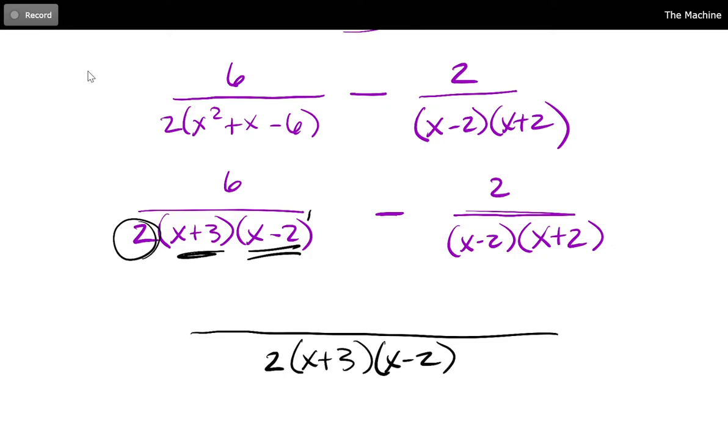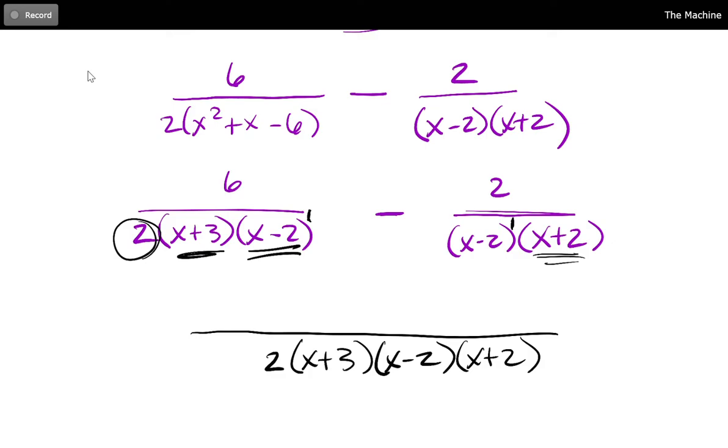If the degree here is 1 on the left and the degree there on the right is 1 on the right, I only need one of them. I don't need both of them. And then, is there anything that I haven't covered yet? Yes, it's this one right here. So we need an x plus 2. Okay, whatever that is, that's my common denominator.